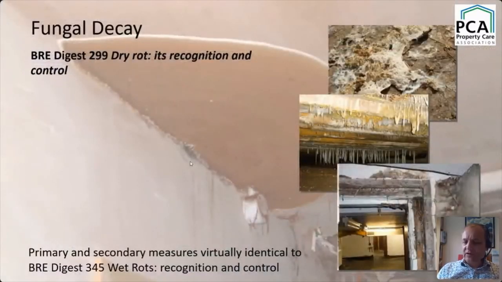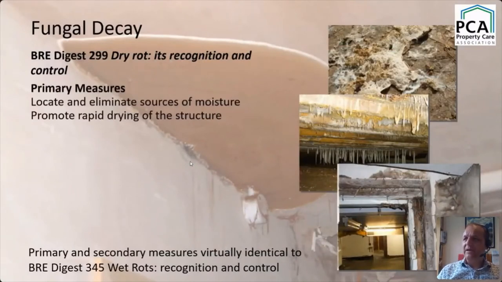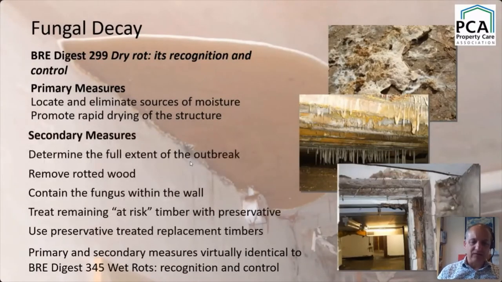So, fungal decay. Primary measures when you're talking about control: locate and eliminate, whether this is dry rot or wet rot, the sources of moisture, and promote rapid drying of the structure. Hang fire as long as you can with reinstatement if you've got an opportunity to dry. Always determine the full extent of the outbreak, and that will often require destructive opening up. That doesn't really matter whether it's wet rot or dry rot.